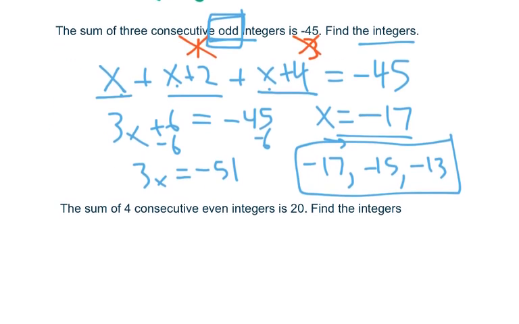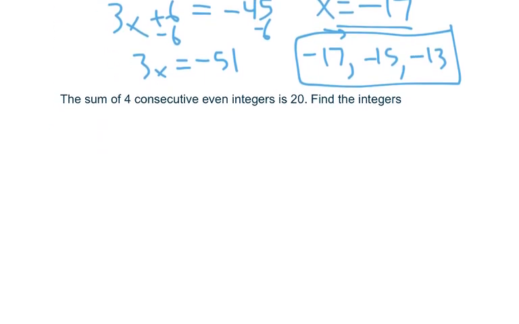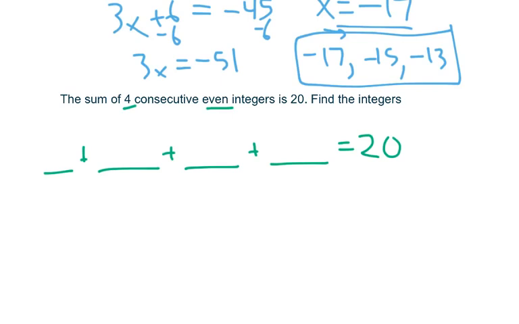One more example for good measure. The sum of 4 consecutive even integers is 20. Find the integers. So this just goes to show, there's other ways we can cook up these problems. 4 numbers and they're even. So 1, 2, 3, 4. And that equals 20. First one, x. Since we're talking even, x plus 2, x plus 4, and then x plus 6. Just keep adding 2 to this number right here.